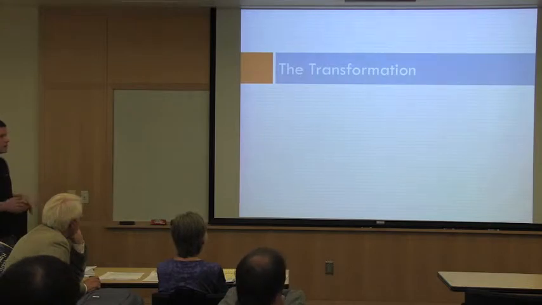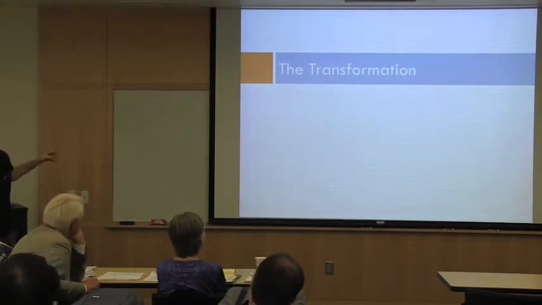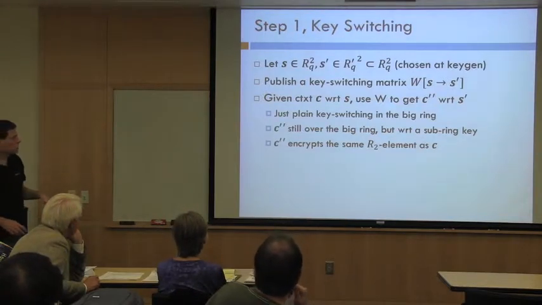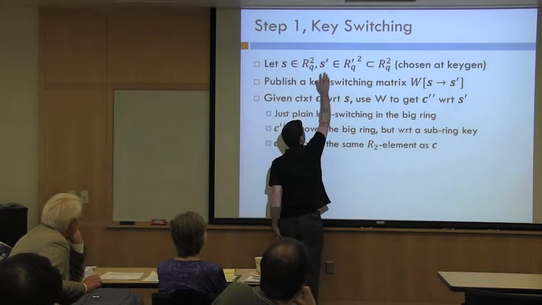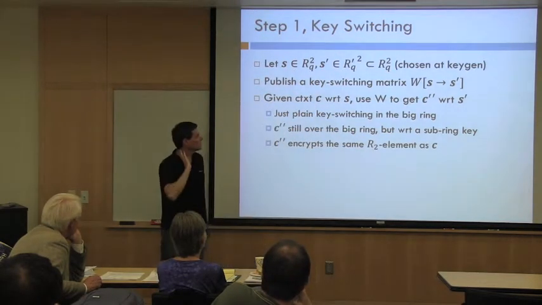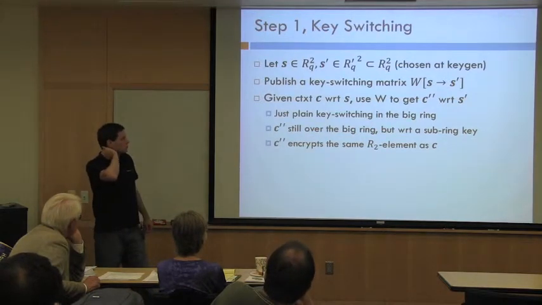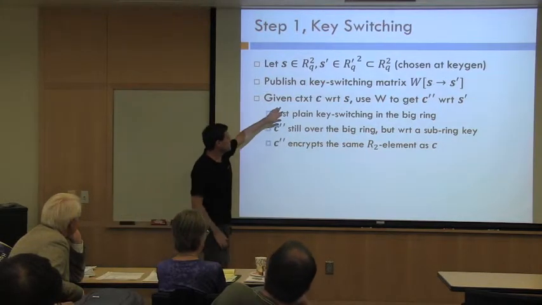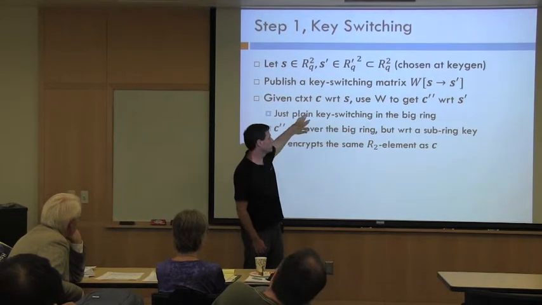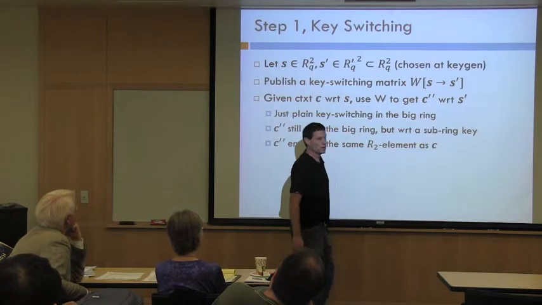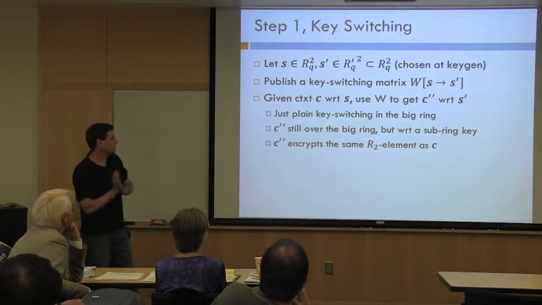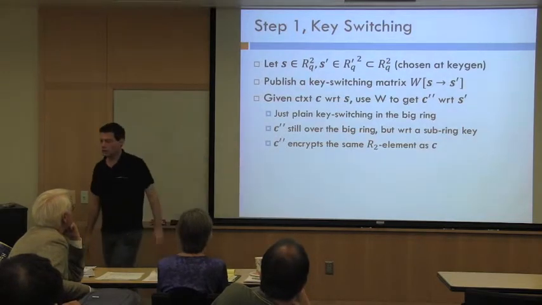And after saying all of that, the transformation is obvious. There are 2 points. I showed 3 lemmas somewhere, so I need to show how to use them. But the transformation is obvious. At key generation time, we have an element in the big ring, and an element in the small ring, well, a vector over it, as keys. We're going to publish a key switching matrix from one to the other. And then given a ciphertext C, our first step is to do a key switching in the big ring to get a big ring element relative to the small ring key. Just plain key switching. We didn't make anything smaller yet. And we didn't change the R2 element that was encrypted there.